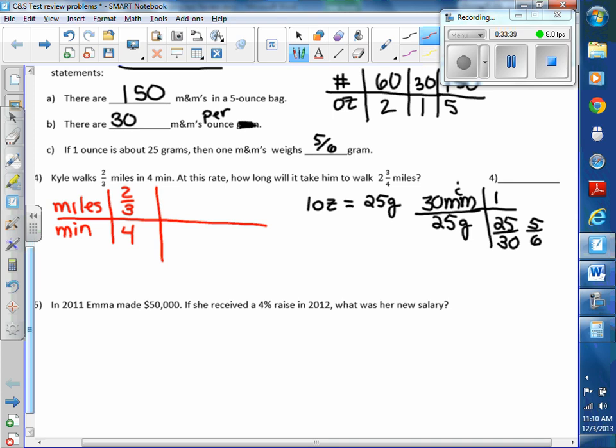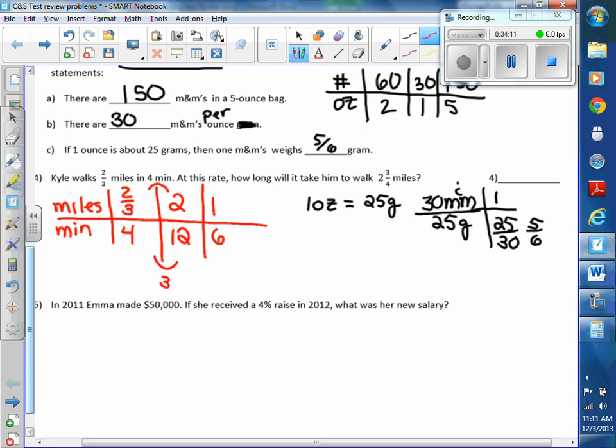So it'd be nice to get to a whole number of miles, wouldn't it? So could I multiply this by something really easy to get a whole number? Yeah, Joe? Yeah, triple. So if I triple, I get 2 here. And I get 12 here. So I know he does 2 miles per 12 minutes, or a mile per 6 minutes. Wait, how many? 2 3/4.